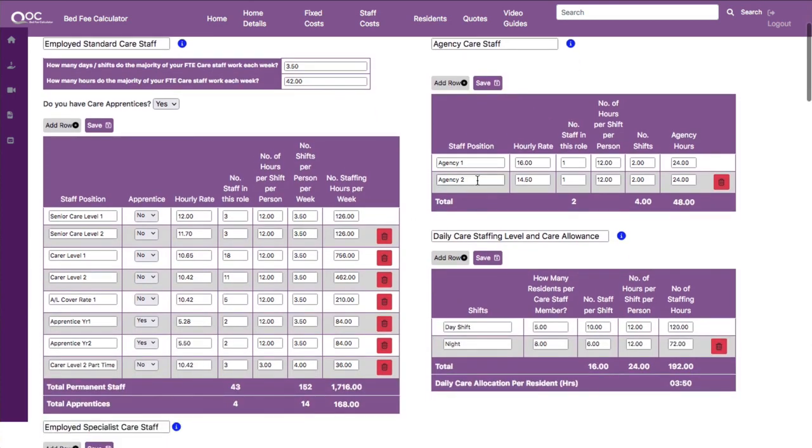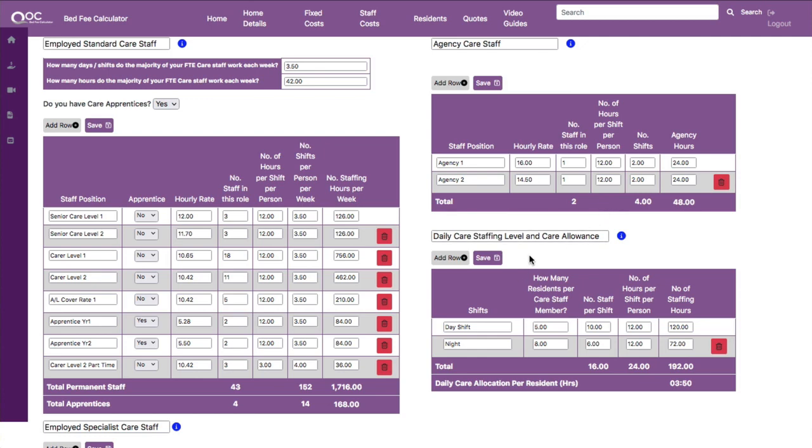Agency, in this case, 2 agency staff, not a lot of agency being used here. £16 an hour, £14.50 an hour. Number of staff in this role is 1. Number of hours a shift is 12. 2 shifts a week, 24 hours. So there's actually not a lot of agency used here.